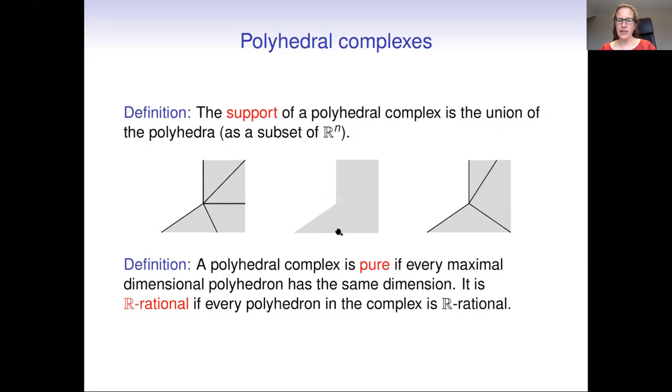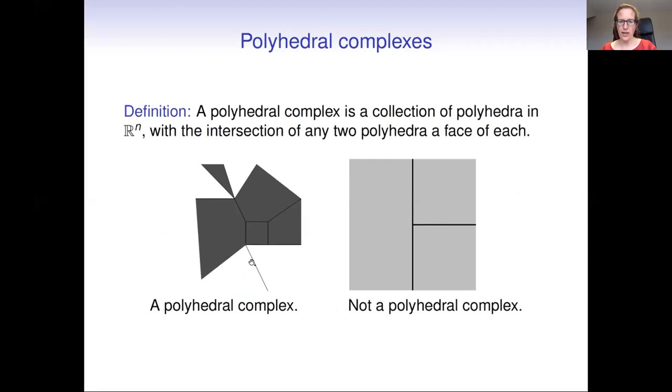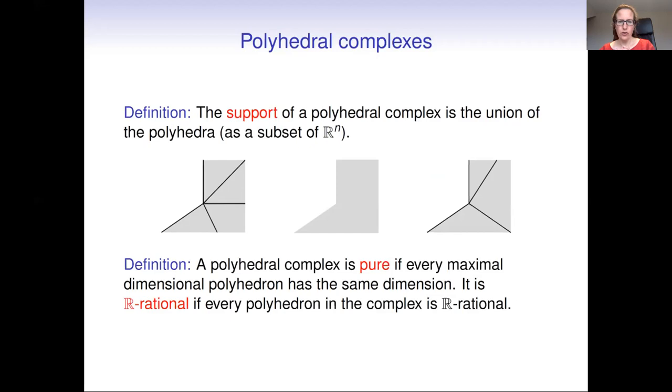Okay. Our polyhedral complex is pure if every maximal dimensional polyhedron has the same dimension. These two are both pure, because every maximal polyhedron here is 2-dimensional, so these are 2-dimensional polyhedral complexes. But on the previous slide, in this polyhedral complex, this is not pure because I have some 2-dimensional polyhedra, but then this weird ray is also a maximal polyhedron. Maximal means with respect to containment, meaning there's no bigger polyhedron in which your polyhedron is contained. So this is 1-dimensional, this is 2, so it's not pure. Okay. So support is the union of polyhedra, pure means every maximal thing has the same dimension.